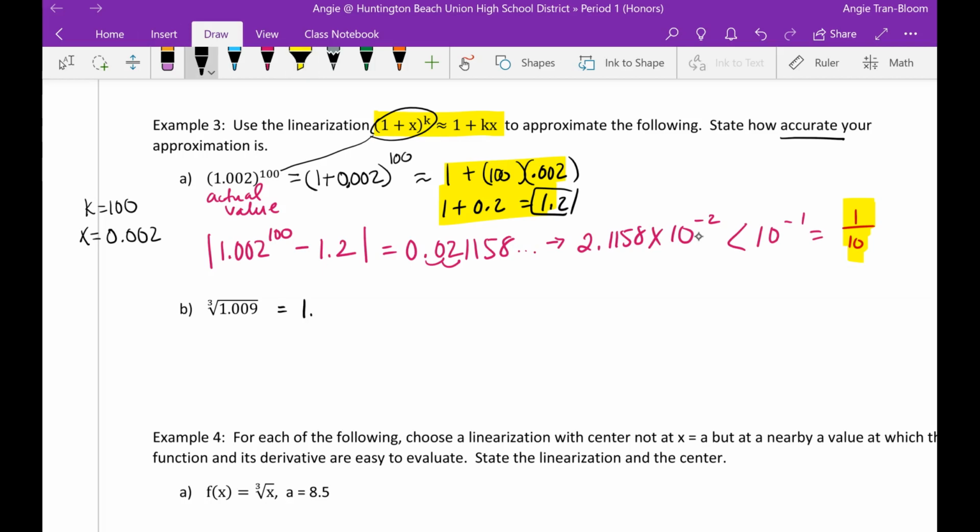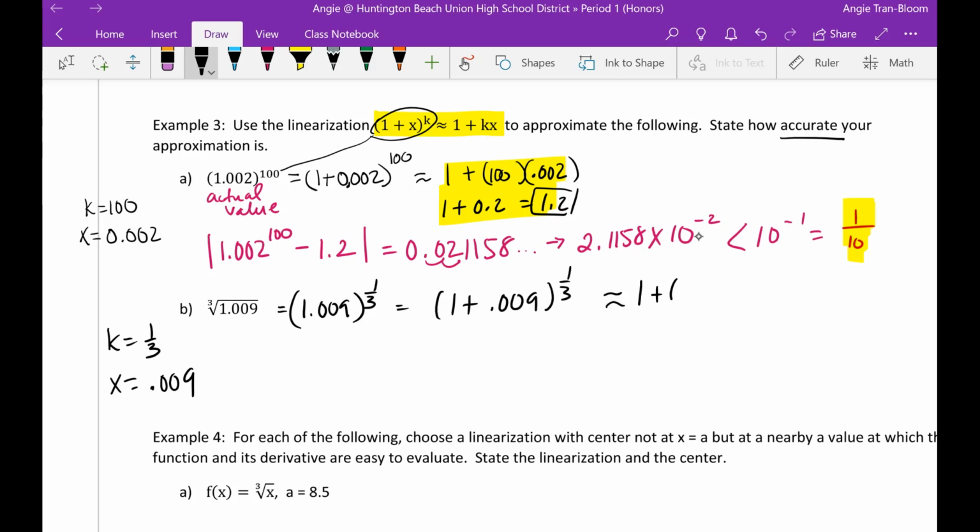And again, I'm going to write this as a power function, 1.009 to the 1/3. That tells me k is 1/3, and if you rewrite this as 1 plus 0.009 to the 1/3, that tells me x is 0.009. So by the approximation rule, it says 1 plus k, which is 1/3, times 0.009 for x. That's going to give me 1.003. So by that calculation, that's my approximation.